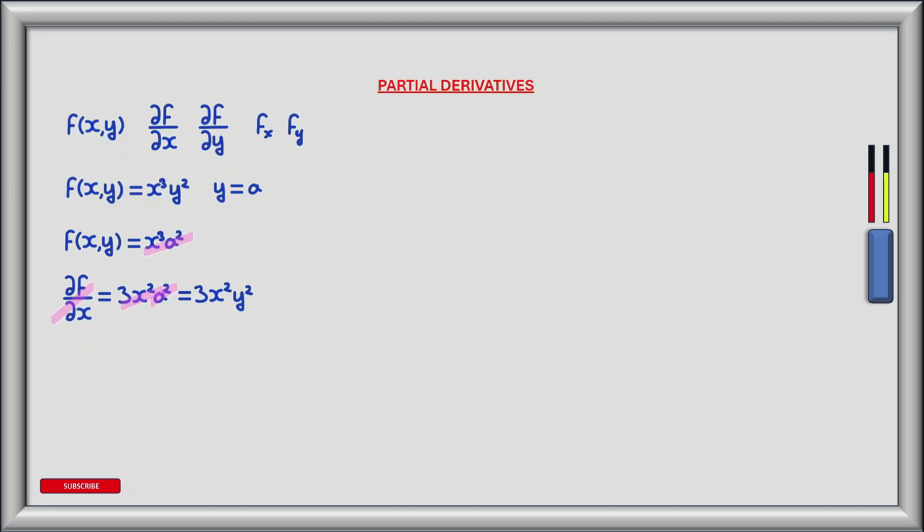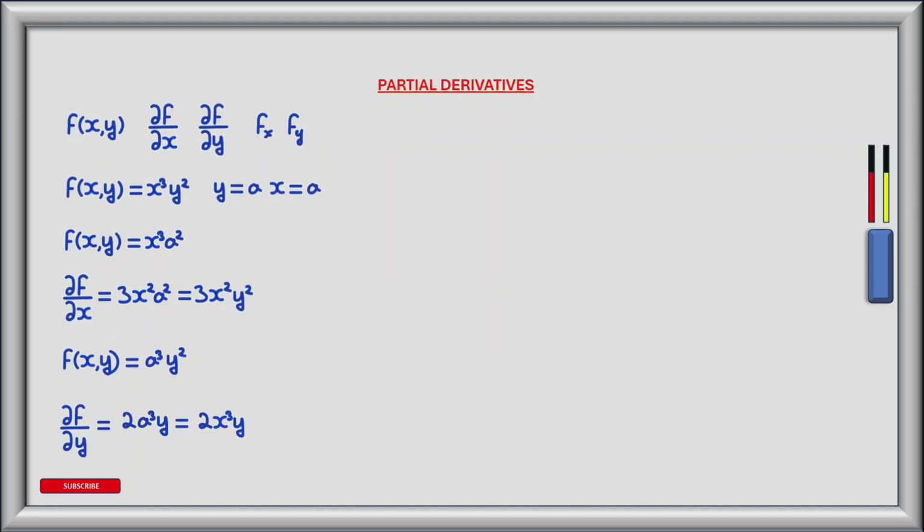So now if we replace a with y, we see that the partial derivative of f with respect to x is equal to 3x squared y squared. And to find the partial derivative of f with respect to y, we can hold x constant. So let's let x equal a. So f of xy equals a cubed y squared.